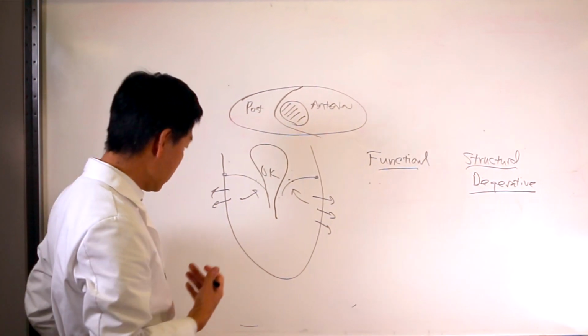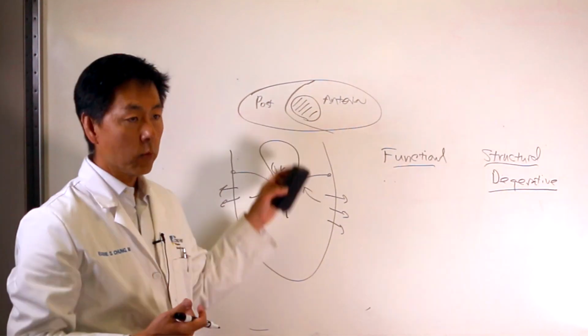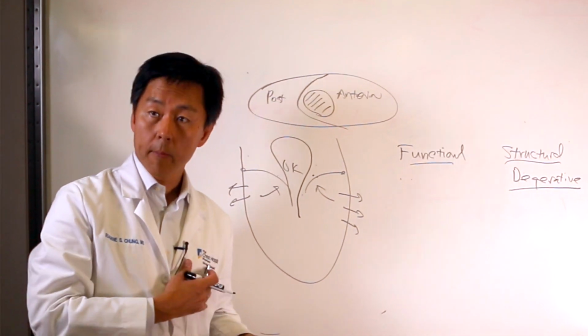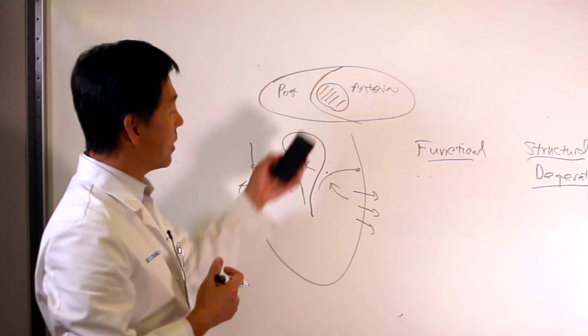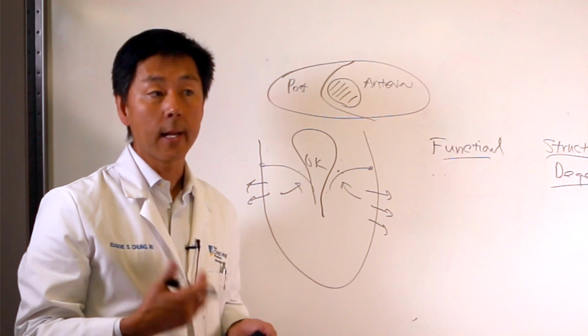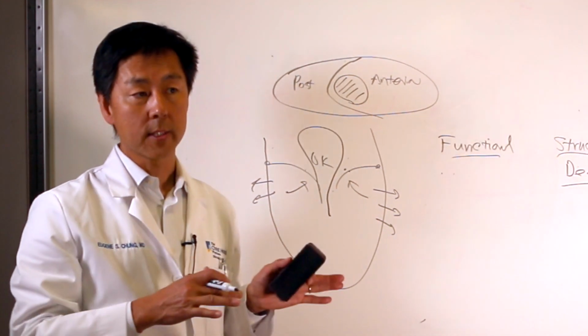Now, how do you detect this? When this happens and you listen carefully, you can hear a murmur. You can also pick this up most reliably on an echocardiogram, which is an ultrasound of the heart.